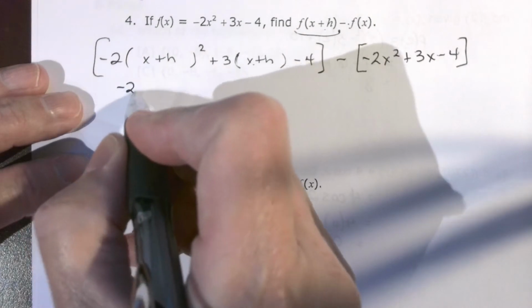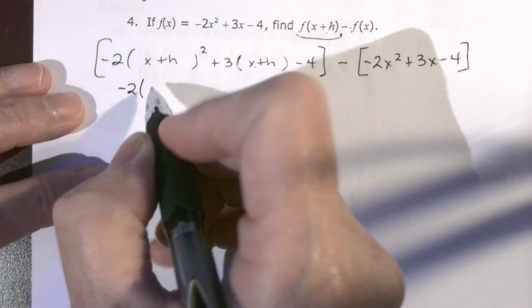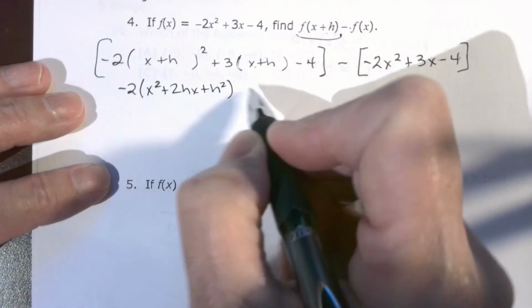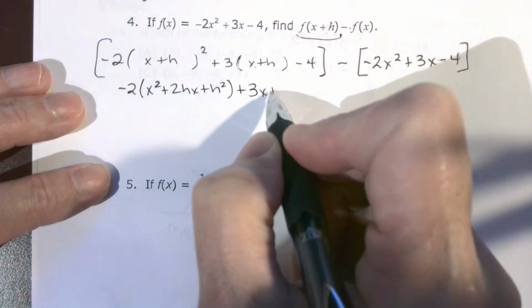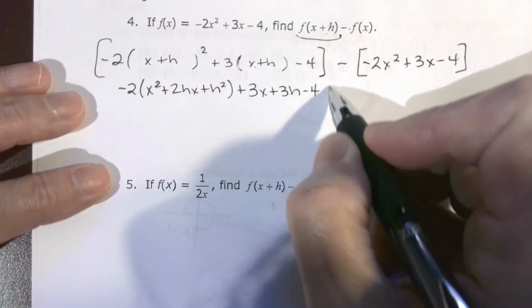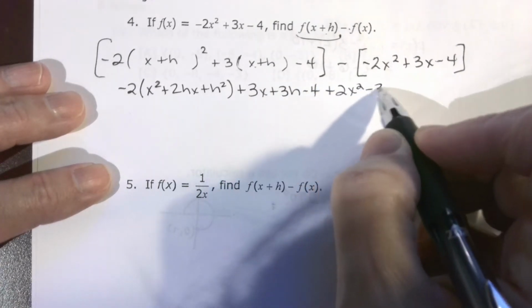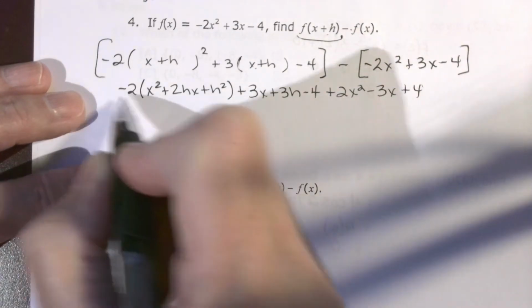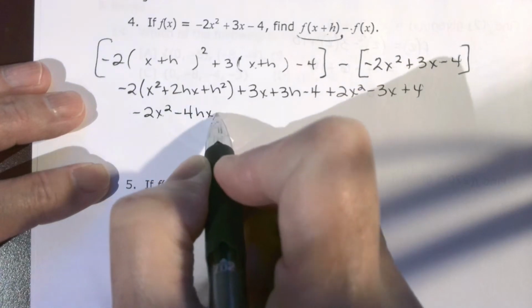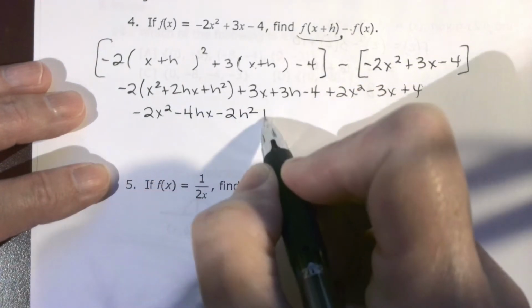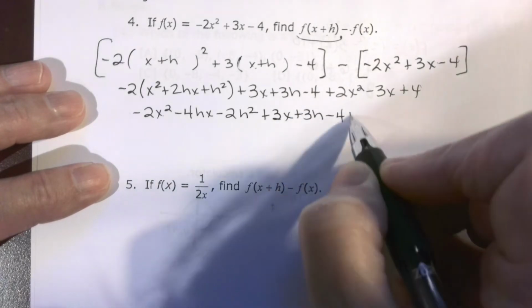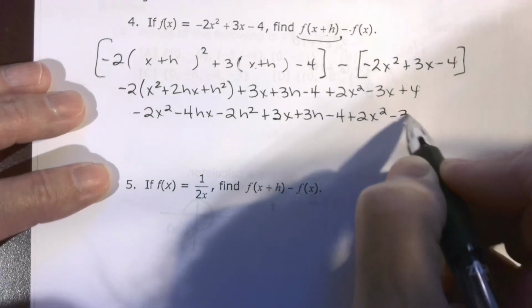Okay, so this is -2. We need to do our square rule. So x squared plus 2hx plus h squared. You can go ahead and do distributive property here. Here, this is minus all of this, so I'm going to be changing the signs of every one of these. I need to do distributive property here. Bring everything down.